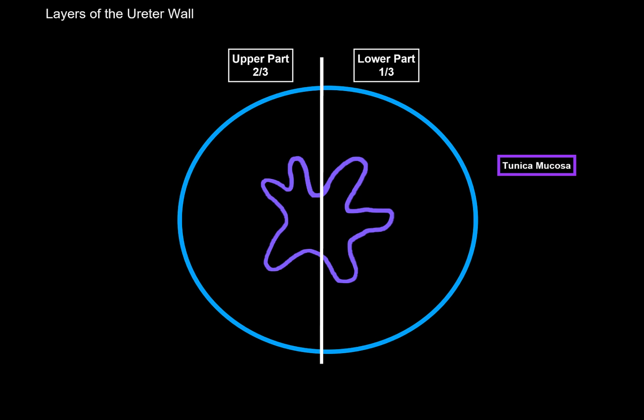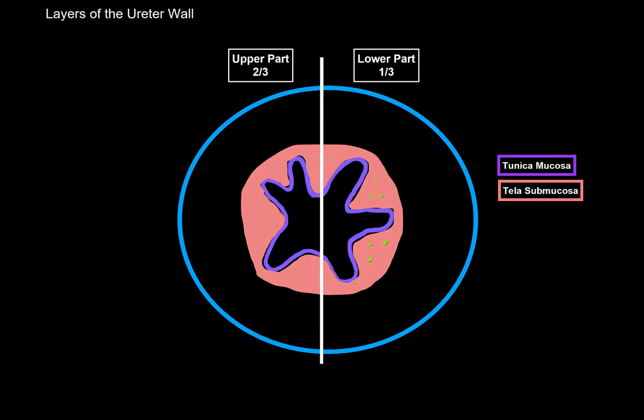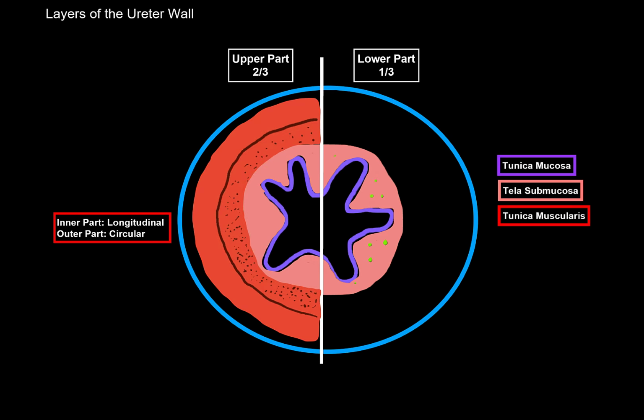For the other layers, we need to add a line here in the middle because the lower one third of the ureter will be different from the upper two thirds of the ureter. So the lower third of the ureter is going to have these glands present in the tela submucosa, which is a layer that contains loose connective tissue, along with blood vessels, nerves, and lymphoid tissue. And then under the tela submucosa, we have a muscle layer called the tunica muscularis. The muscle layer will be different in the upper two thirds of the ureter than the lower third.